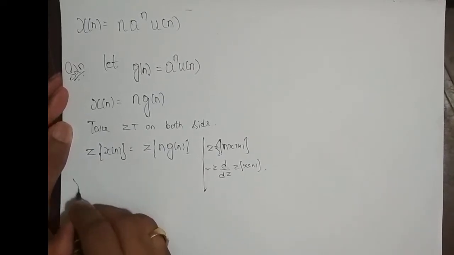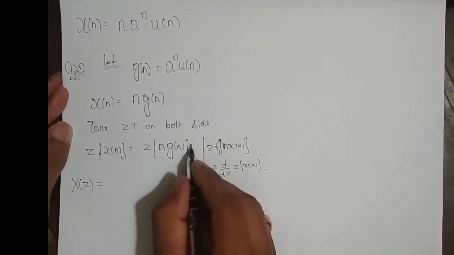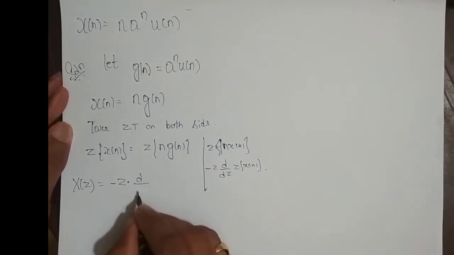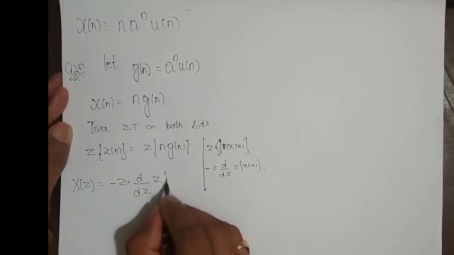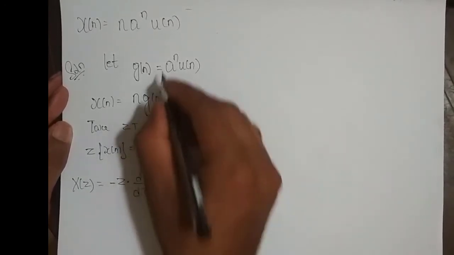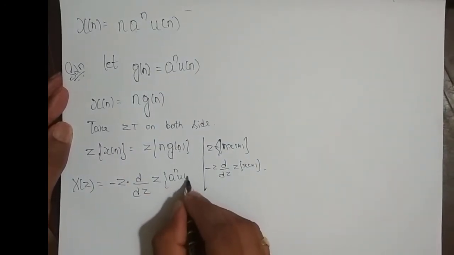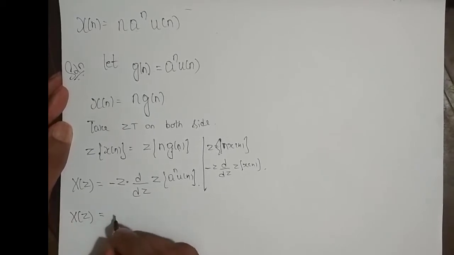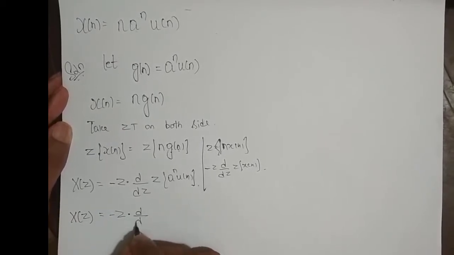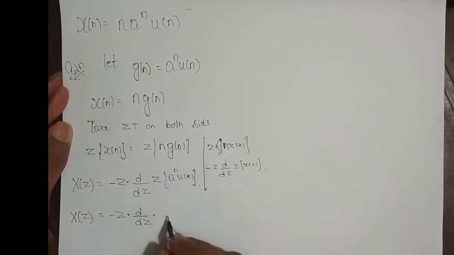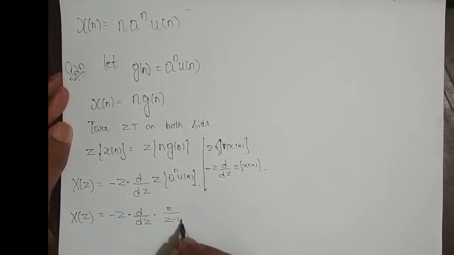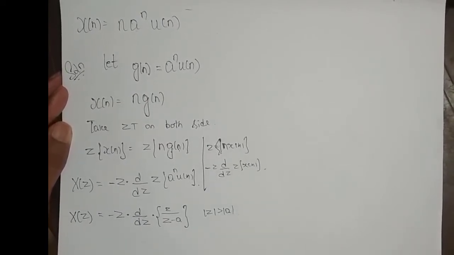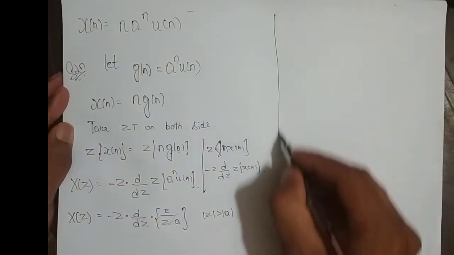So Z transform of x of n is x of z is equal to Z transform of n into g of n, which is nothing but minus z into d by dz of Z transform of g of n. And what is g of n? G of n is a power n u of n. Okay, so x of z is equal to minus z into d by dz of, what is the Z transform of a power n u of n? It is z divided by z minus a, right? And with ROC magnitude of z is greater than magnitude of a. Okay, so we'll continue from here.